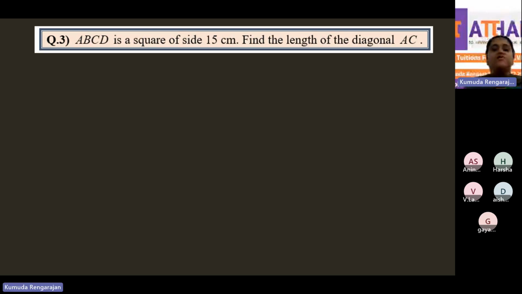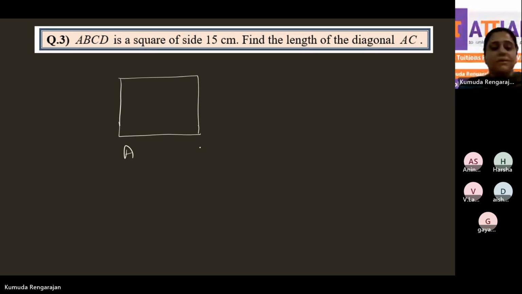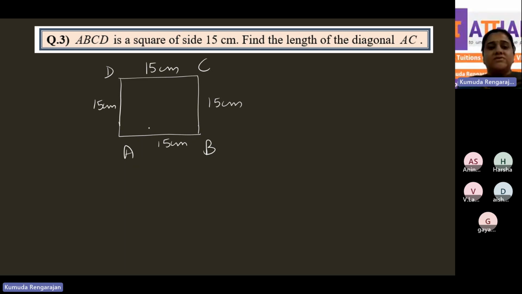ABCD is a square of side 15 centimeters. Don't write anything. Listen to me. ABCD is a square of side 15 centimeters. All sides are equal, so 15 centimeters all over. Find the length of the diagonal AC.